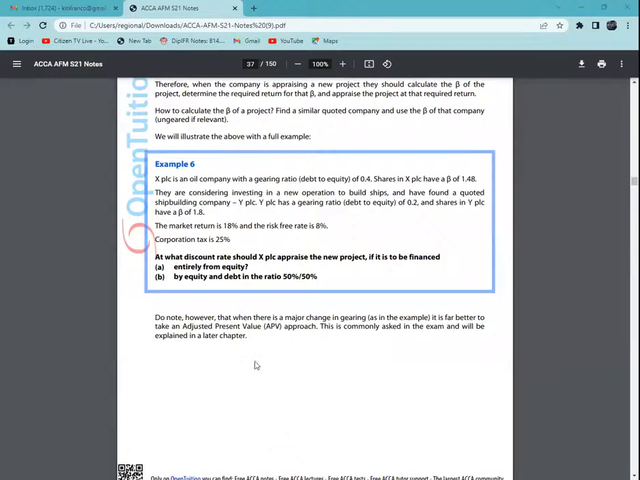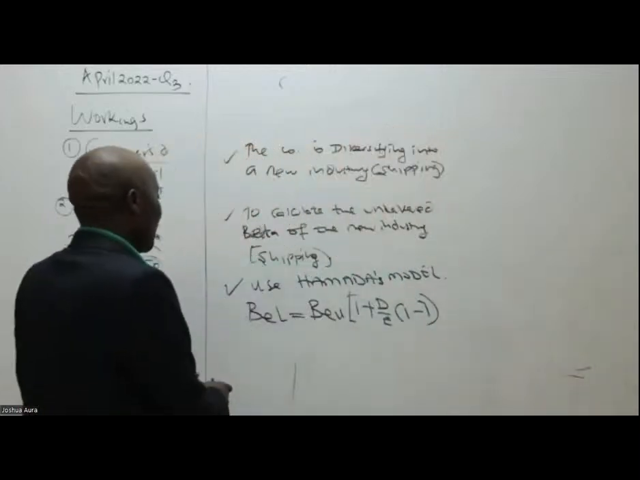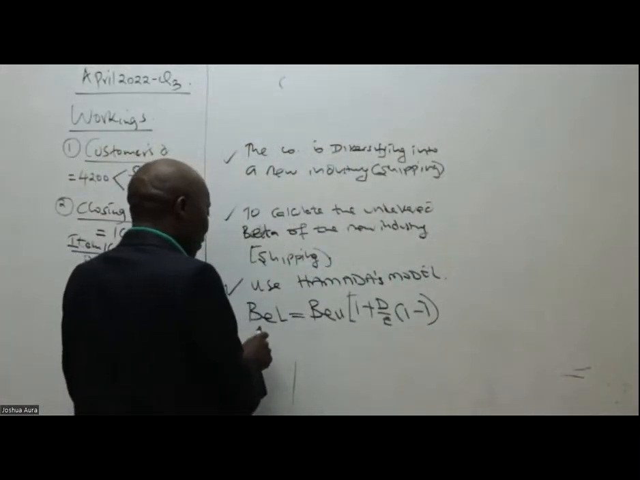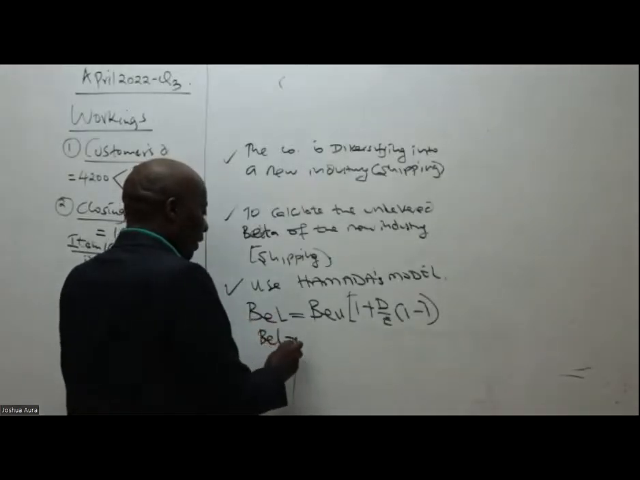Yeah, it's levered. Thank you so much. Do you know why? It's because this shipping company, they have already told us that there is debt in here. You can see debt to equity. So it's beta equity of a levered firm. This 1.8 is beta equity of the levered firm because this firm has already debt in it. So meaning, ladies and gentlemen, that they have given us Bell. Bell is beta equity levered, which in this case is 1.8 of the new industry.